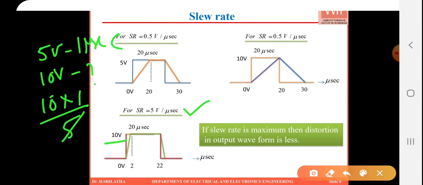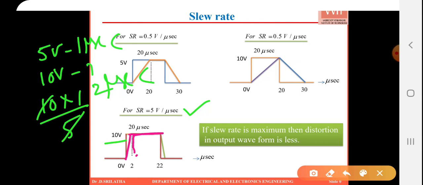So that is 2 microseconds. How much time is required to rise from 0 to 10 volts? Just 2 microseconds. So in this period, it gradually rises. And after that the input remains constant, so the output is also constant.